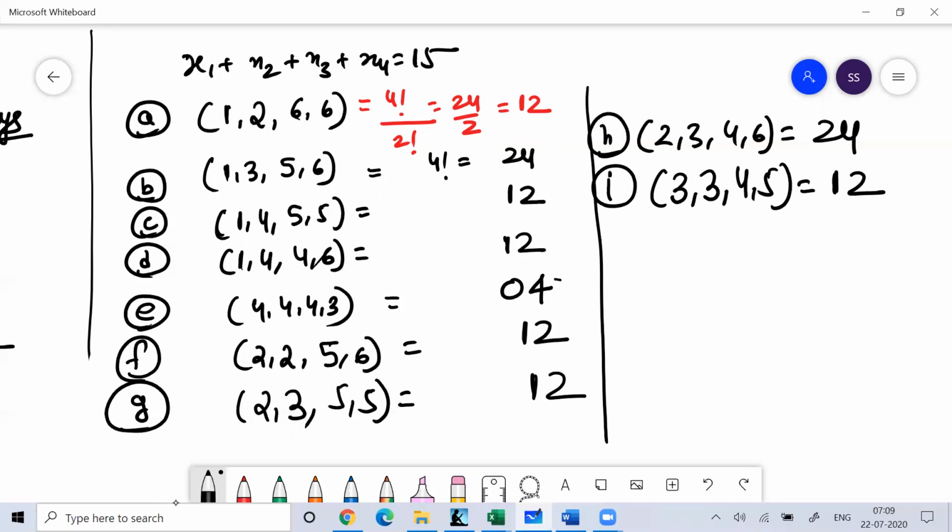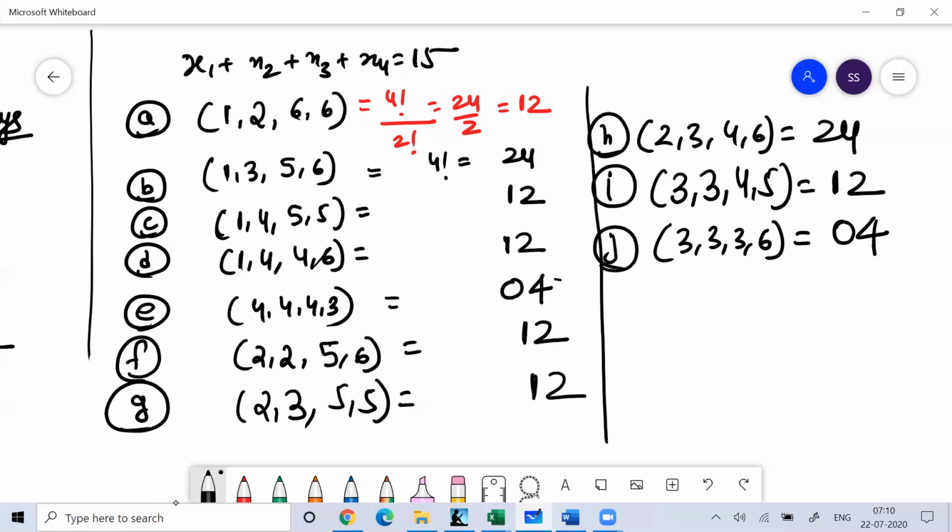Then 3 3 5 5. 9 you want, no? So not 3 3. 9 means what? 4 comma 5, 5 comma 4, then 6 comma 3. 3 3 3 6. You can use this. So 3 3 3 6. This would be 4 ways.